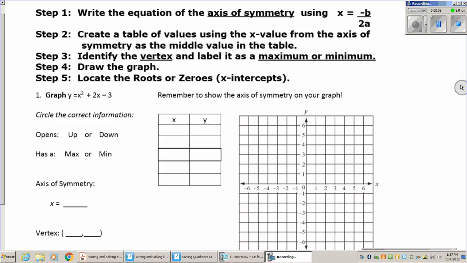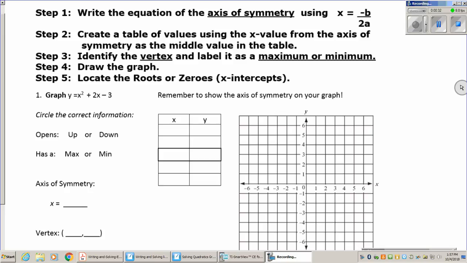So if you look, we have our 5 steps we are going to follow. Step 1 says write the equation of the axis of symmetry using the equation x equals the opposite of b over 2a. So when we graph equations, instead of the equation being in the form of ax squared plus bx plus c equals 0, we change the 0 to a y equals.